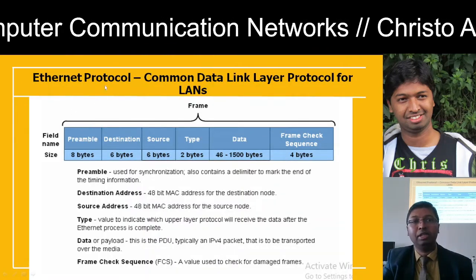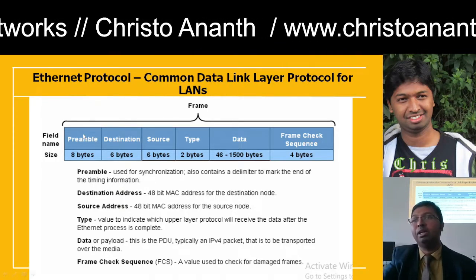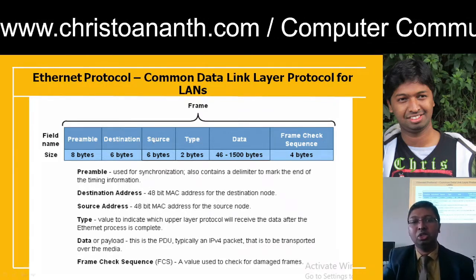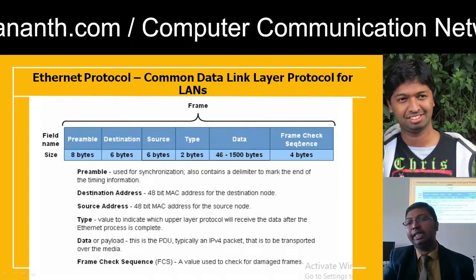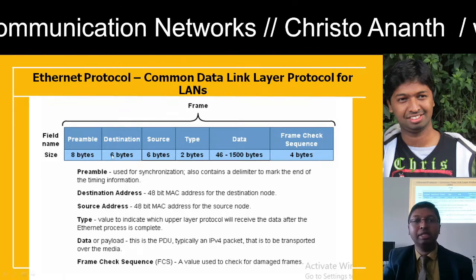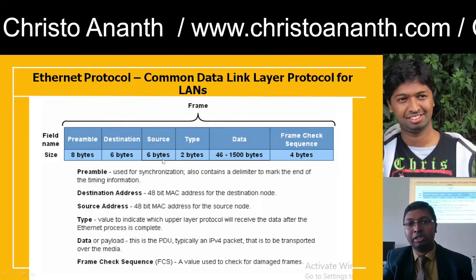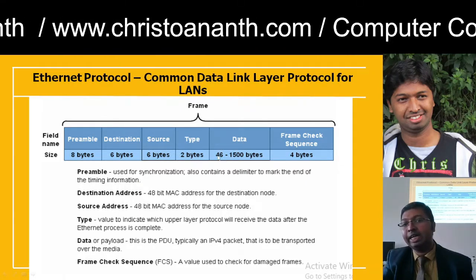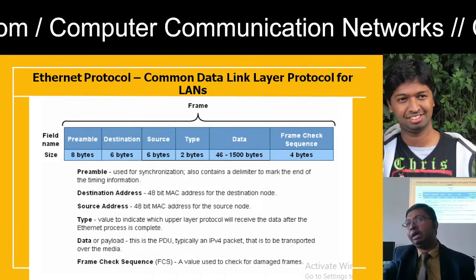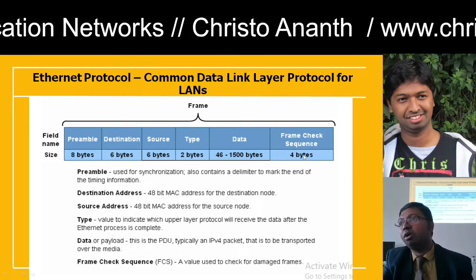So here you have the Ethernet protocol. These are the common data link layer protocols for LANs. You have the preamble, which means start. Then you have destination, source, type, data, and then FCS, the frame check sequence. The preamble is 8 bytes, not bits. Destination is 6 bytes, source is 6 bytes, type is 2 bytes, data is 46 to 1500 bytes, and the frame check sequence is 4 bytes, 32 bits.